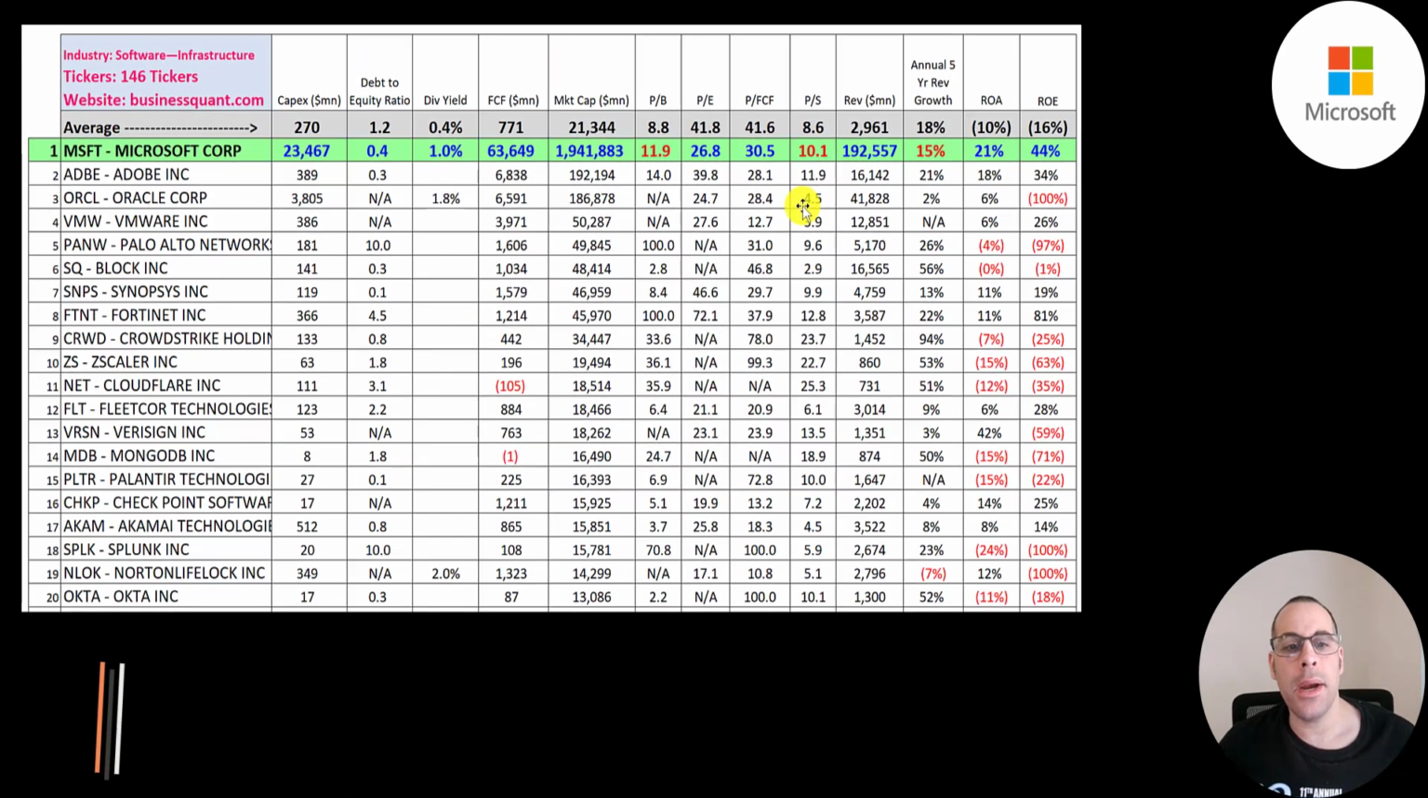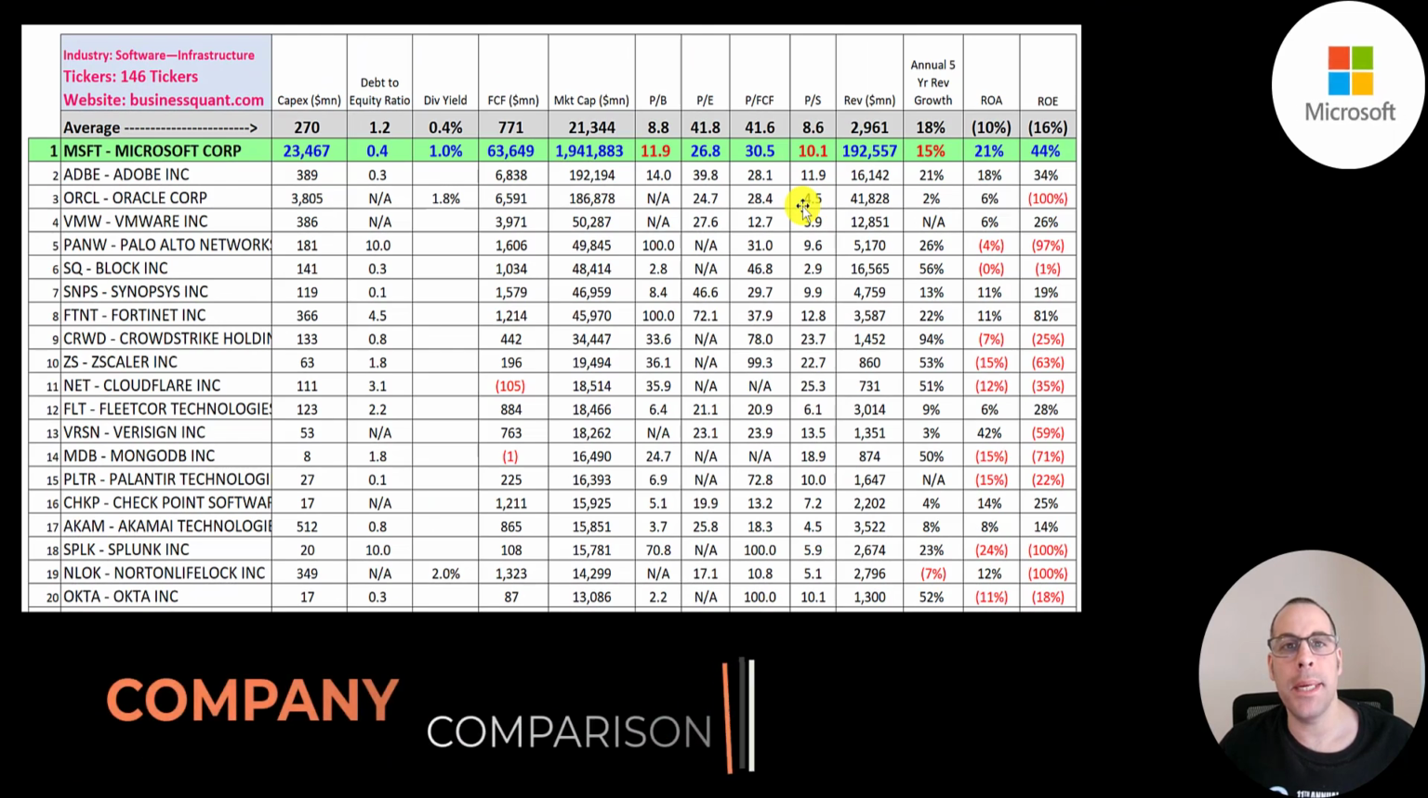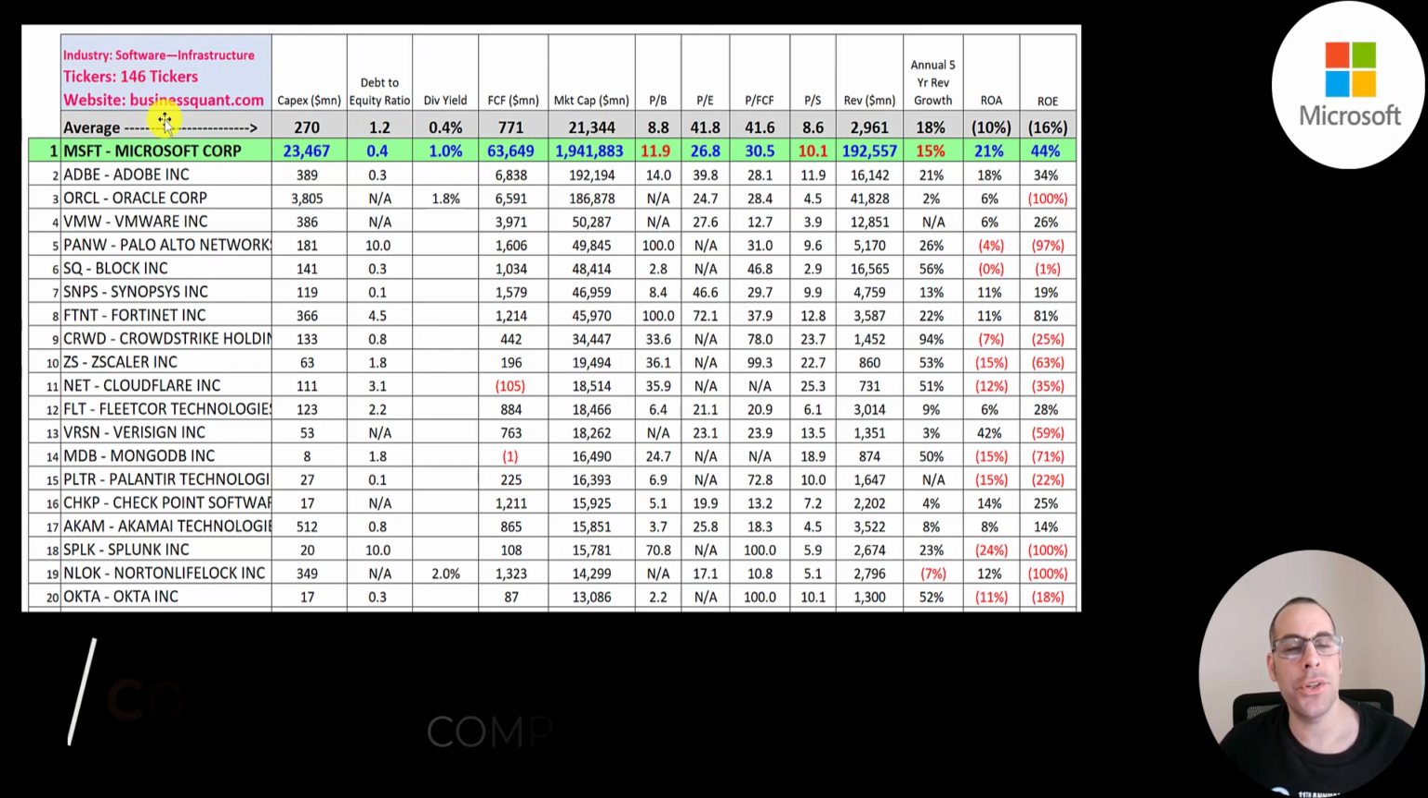The best way to look at ratios is to compare them to companies in the same industry. There are 146 companies in the same industry as Microsoft. And if Microsoft has a number in red, they're worse than the average. If they have a number in blue, they're better than the average. They're obviously the largest company in this sector because they're one of the largest companies in the world. Their market cap is bigger than the next 19 companies combined.